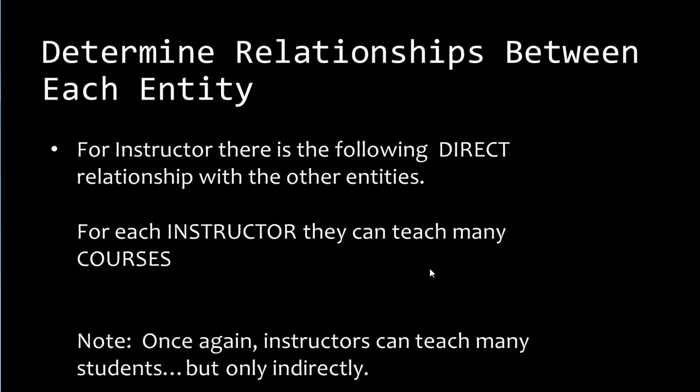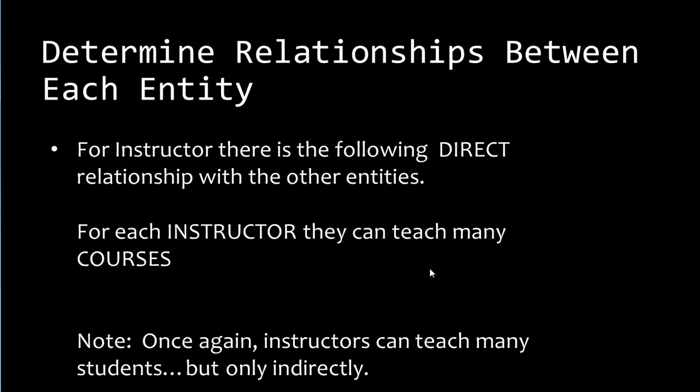And then for instructor, their direct relationships go back to courses. I'm sorry, to courses. So an instructor can teach many courses. In this case, a course can only have one instructor, but an instructor can teach multiple courses. These are the relationships we need to understand. Once again, instructors can teach many students, but only indirectly. They don't teach students, they teach courses in which students are part of. Does that make sense? I hope it does.